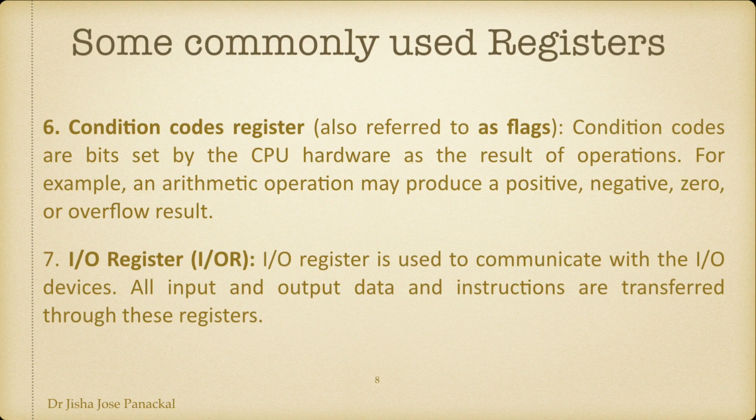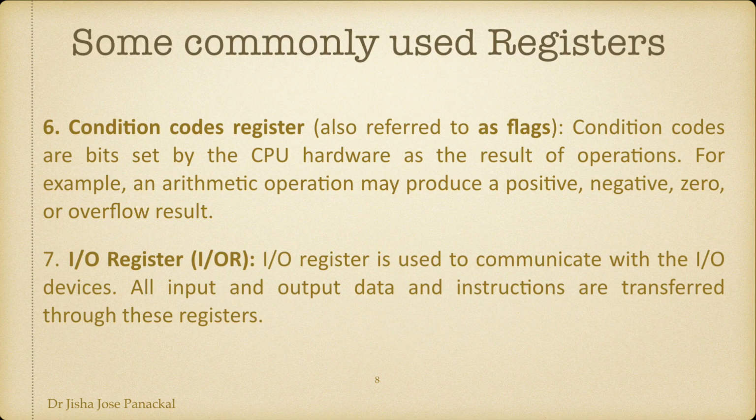Next one is the condition codes register, which are also called flags. These are bits set by the CPU hardware as a result of operations. For example, an arithmetic operation may produce positive, negative, zero or overflow, etc. To represent that, we are using flags.